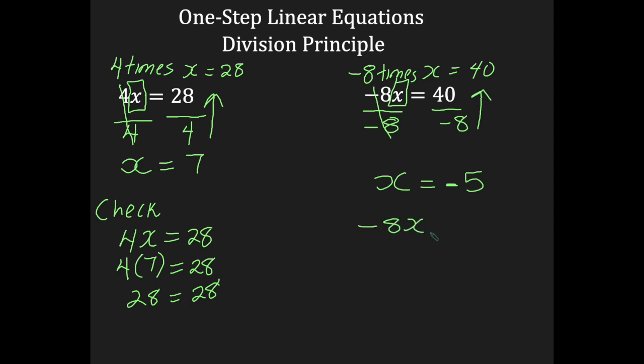If you check, I have negative 8x equals 40. So this will be negative 8, my value for x, negative 5, equals 40. When you multiply two negatives, you get a positive. 8 times 5 is 40. The left equals the right. So my answer of x equals negative 5 is correct.